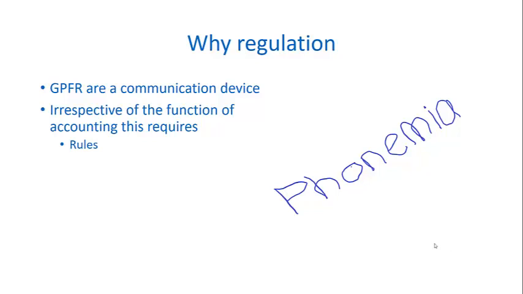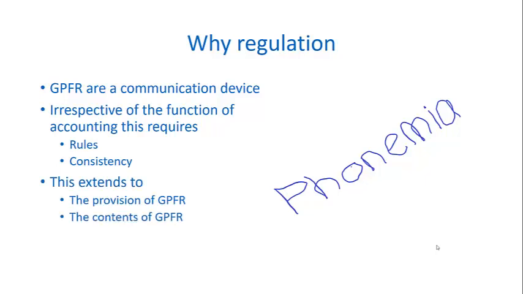What we also need to appreciate is that we need the rules applied, and we need them applied consistently across companies and across time. So regulation is going to provide us with rules in terms of how the numbers are presented in financial reports, how they're calculated. And we should appreciate this extends to the provision of general purpose financial reports, the contents of general purpose financial reports, and the basis on which the items recognised in general purpose financial reports are calculated.